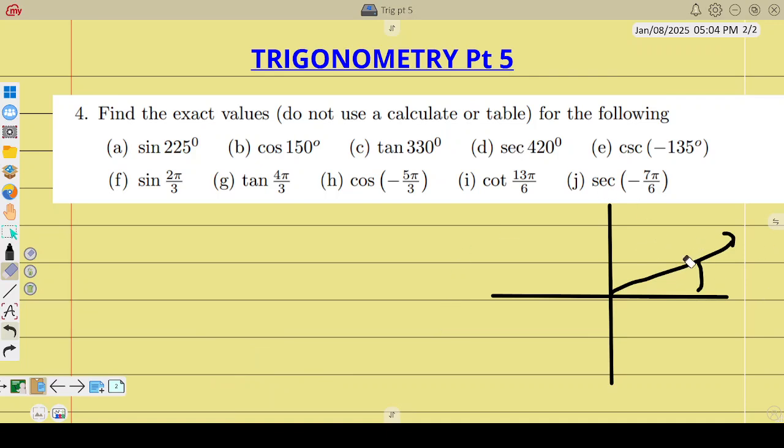So this was the first quadrant. In the first quadrant, all the trig ratios are positive. So let's go to cosec. We have cosec negative 135.